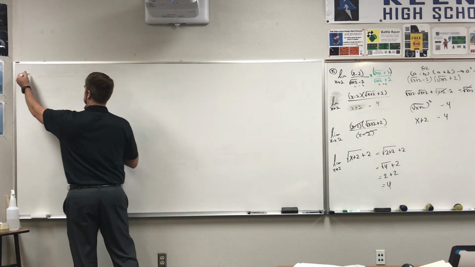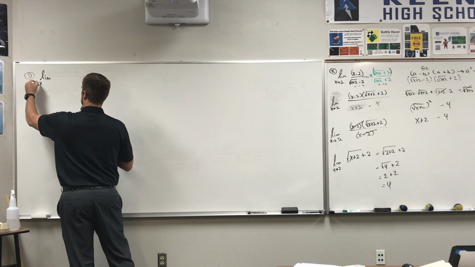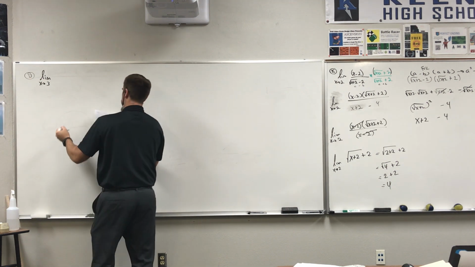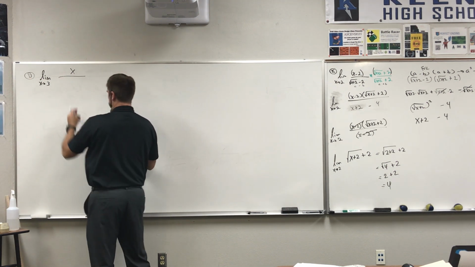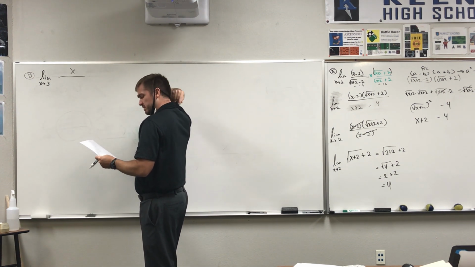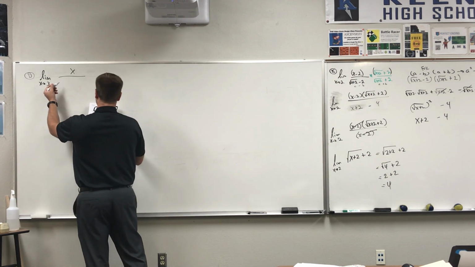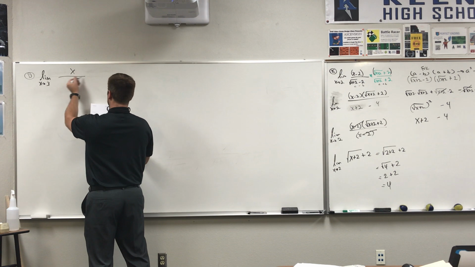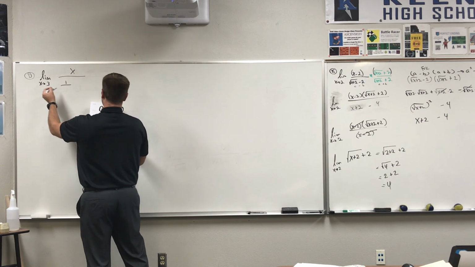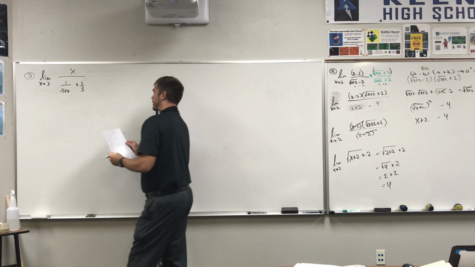So let's look at number 13. The limit as x approaches 3 of x over, it's a fraction of fractions, so you're going to make this bar really, really big. And then here, 1 over, a little bit of a smaller fraction bar, negative 3 plus x, plus 1/3.